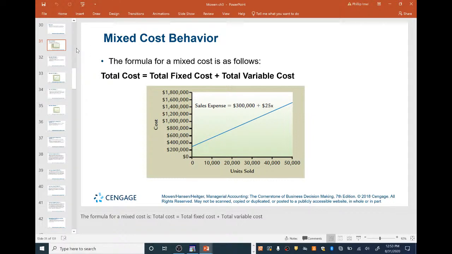The formula for a mixed cost is total cost equals total fixed cost plus total variable cost. Makes sense, right? So let's look here. Sales expense is going to equal the total. In this case, it's $300,000 as our fixed cost, plus $25 as the variable rate, times X, where X is the units sold. So this is just punching a little bit of numerical data into this cost behavior formula.